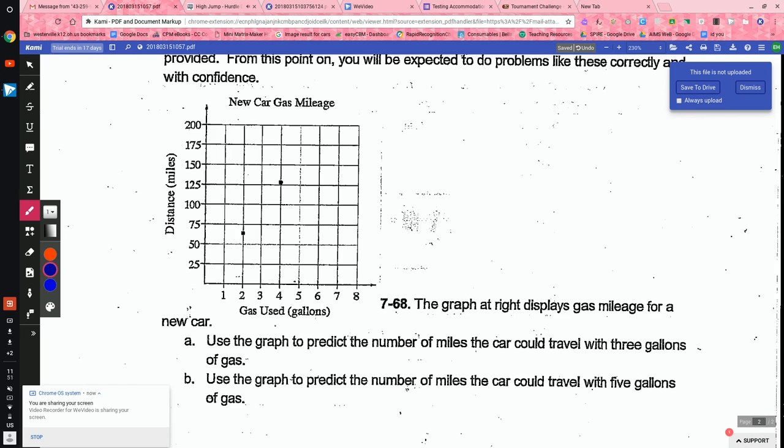Use the graph to predict the number of miles it could travel with 3 gallons. Well, that could be a pretty good prediction right there, I would say, if it is going at a constant rate. Use the graph to predict the number of miles your car goes with 5 gallons. Again, where do you think that mark's going to go?